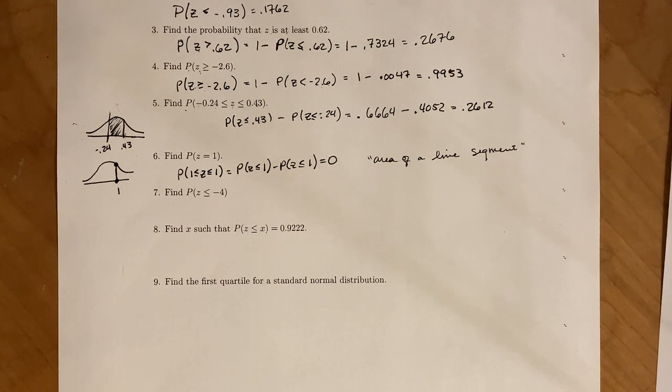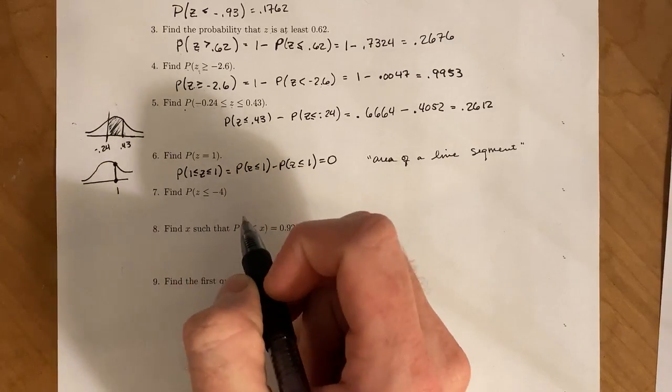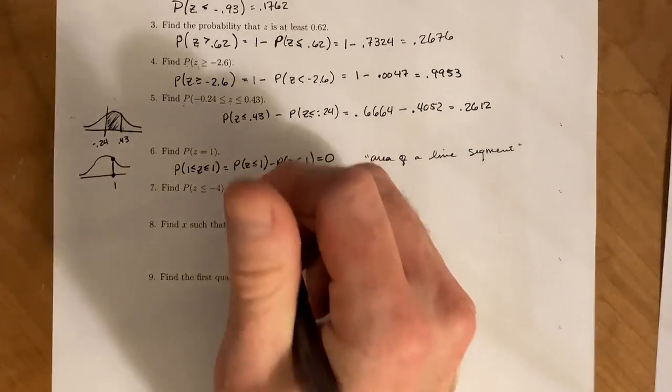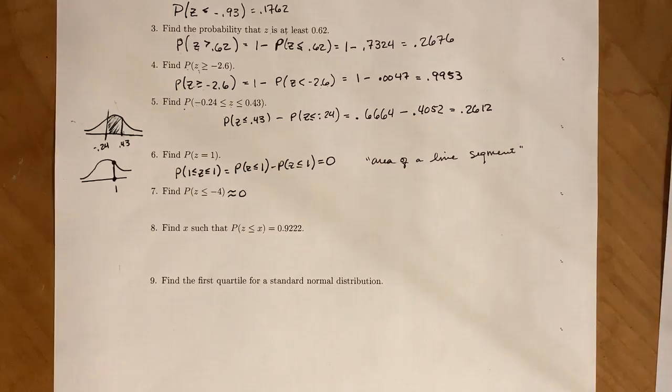Right? That's one of the properties, or how you can interpret one of the properties a little bit differently. So since negative 4 is less than negative 3.49, and it's actually quite a bit less than in the world that we're looking at, this should be roughly 0. Like really, really, really close to 0.